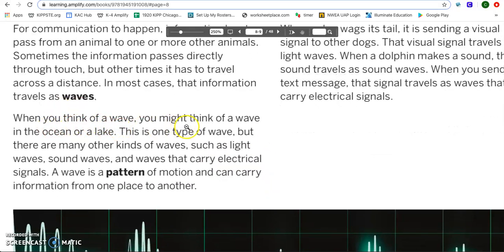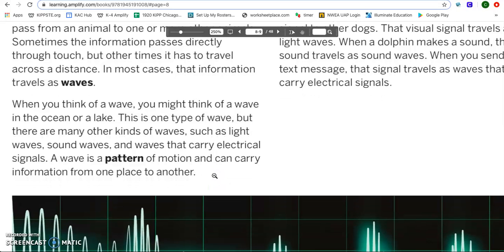When you think of a wave, you might think of a wave in the ocean or a lake. This is one type of wave, but there are many other kinds of waves, such as light waves, sound waves, and waves that carry electrical signals. I'm sort of connecting that to the times that we were engineers, and I'm thinking about light energy, sound energy, electrical energy. A wave is a pattern of motion and can carry information from one place to another. This might be something you want to jot down for one of your questions later.